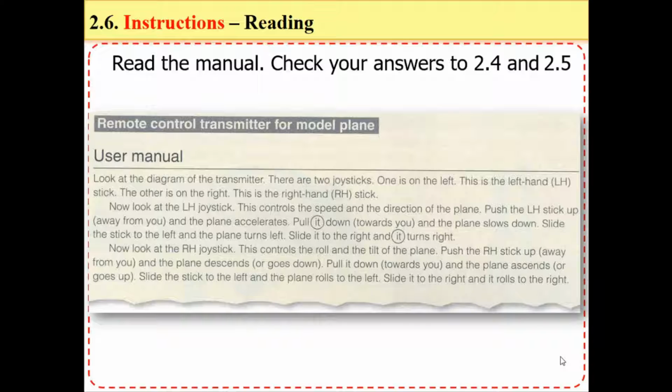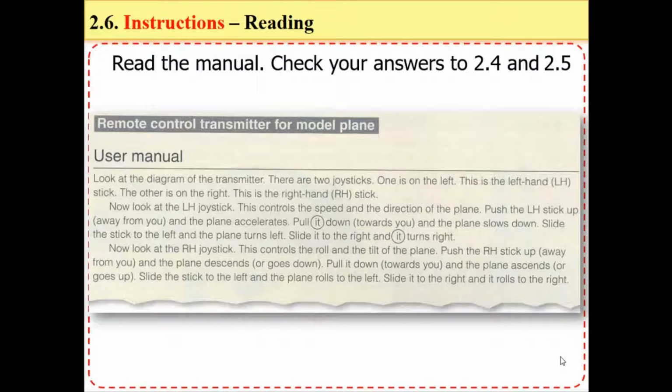Now look at the left hand joystick. This controls the speed and direction of the plane. Push the left hand stick up away from you, and the plane accelerates. Pull it down toward you, and the plane slows down. Slide the stick to the left, and the plane turns left. Slide it to the right, and it turns right.